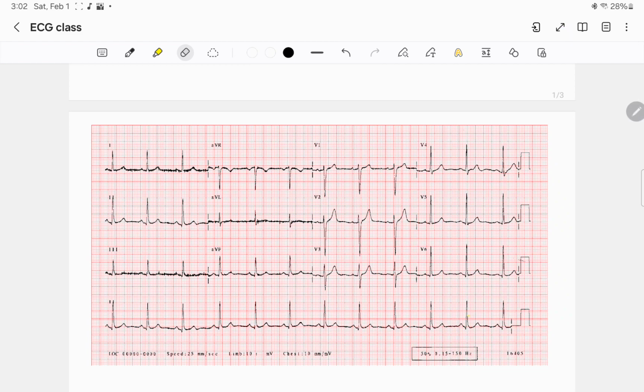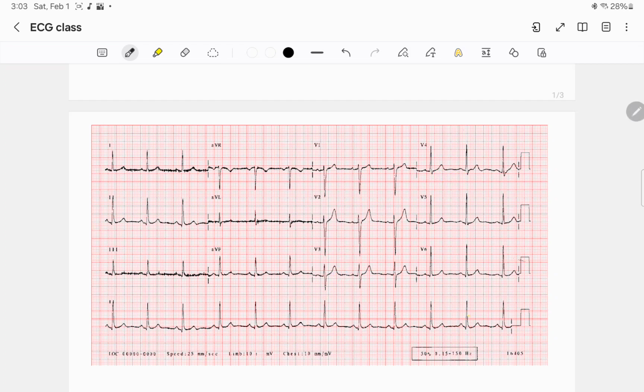Let me get the pointer. The R wave should initially be small, right? V1, then V2 it's a little bigger, V3 it's bigger, V4 it's getting pretty big, V5 and V6 have nice tall R waves. So not only does the R wave get bigger, but the S waves get smaller. That's what R wave progression is, and this is an example of normal R wave progression. So the transition point in a normal ECG is around V3 or V4.